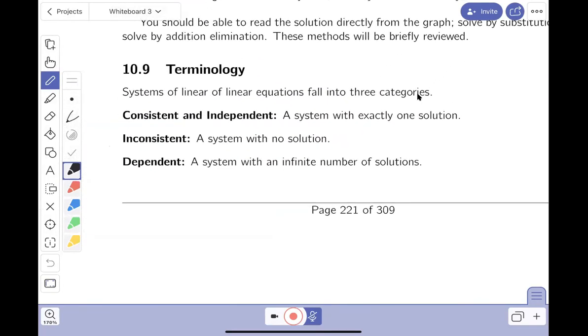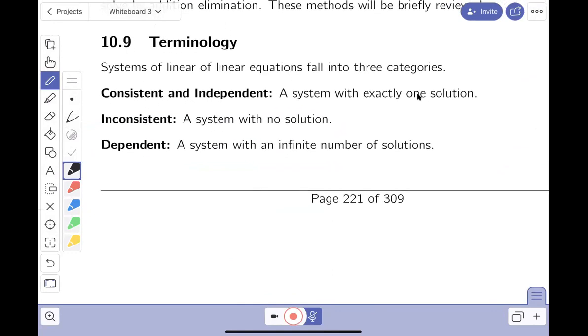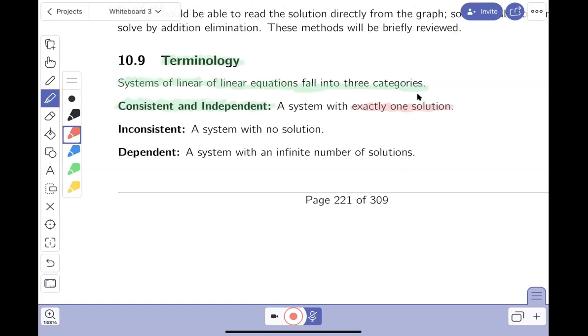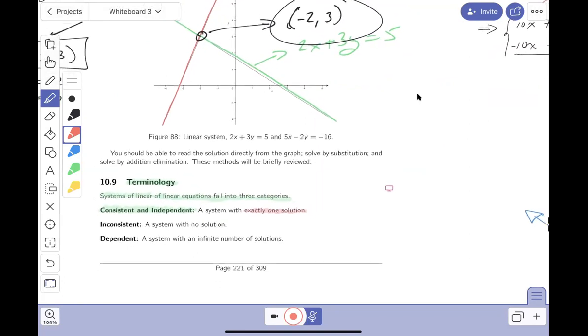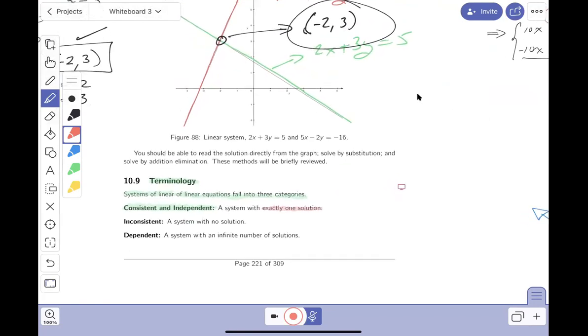All right, let's talk about terminology though. What's the problem with terminology? Well, words often get in the way of understanding. You want to pay careful attention to this information over here. As you move forward in mathematics, it will be used quite a lot when you're solving systems of linear equations. So this is for systems of linear equations, and they're going to fall into 3 categories. Consistent and independent means exactly one solution. This example over here is consistent and independent. What we found was the point -2, 3.